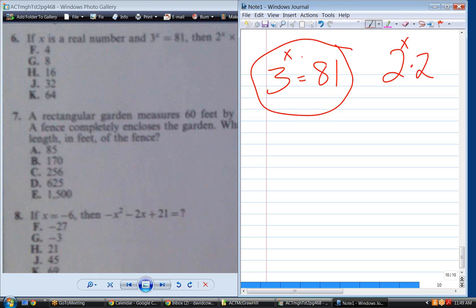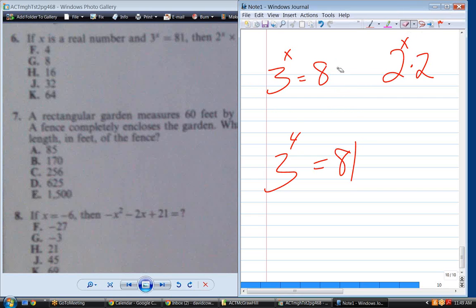How do you solve that? You don't really have the tools to solve that yet. What they want is for you to have this memorized. They want you to know that 3 to the 4th power is equal to 81. It takes logarithms to solve this. If I made this 80, then we don't have a way to solve it for x. But as long as they're going to use perfect powers of 3, which is what they're doing here, they want you to know that x is 4.